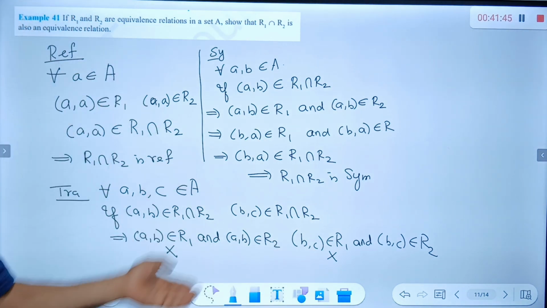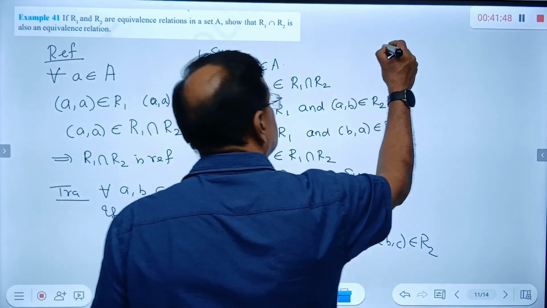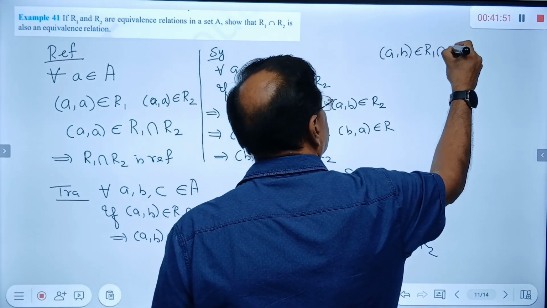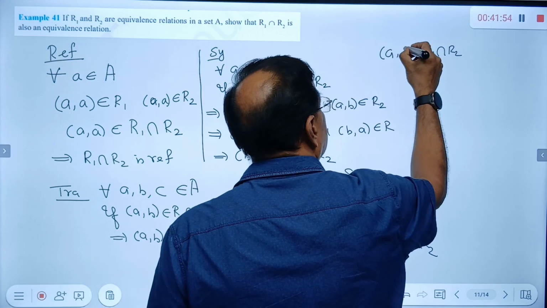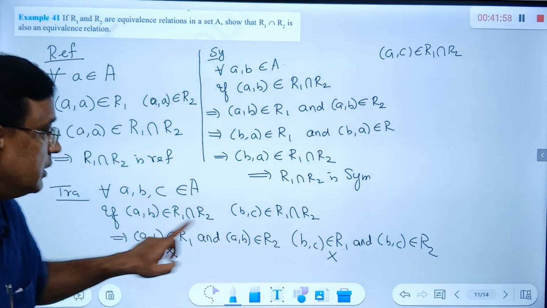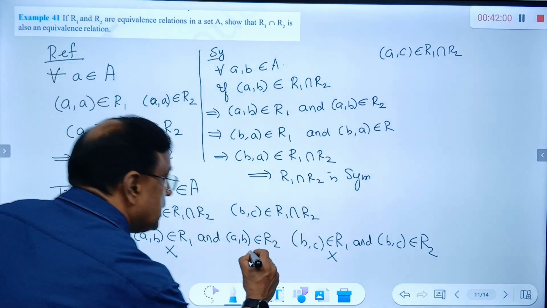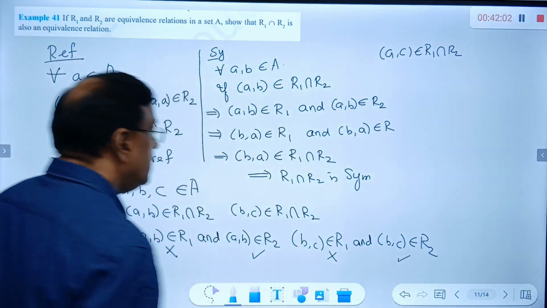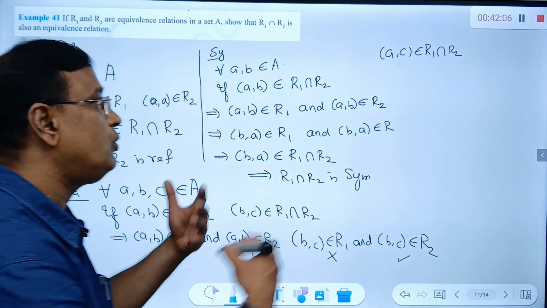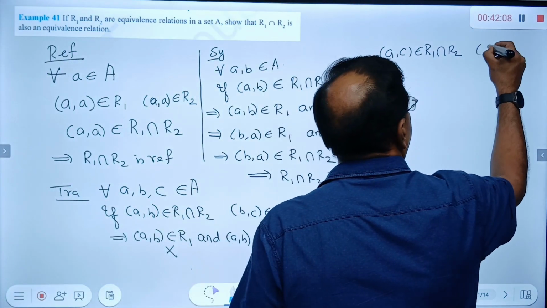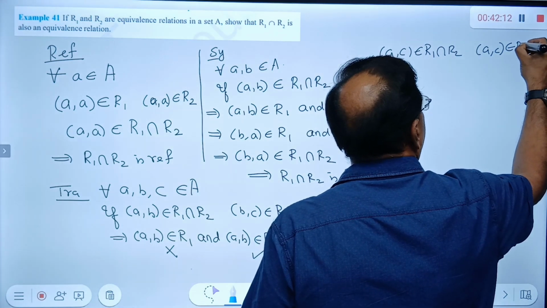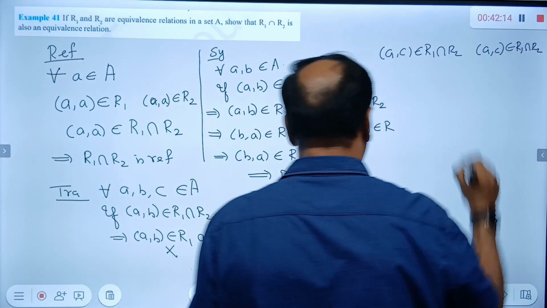Since R1 is transitive, can I say (a, c) will belong to R1? Next I am going to club these two: (a, b) belongs to R2, (b, c) belongs to R2. What can you conclude? You can say (a, c) belongs to R2.